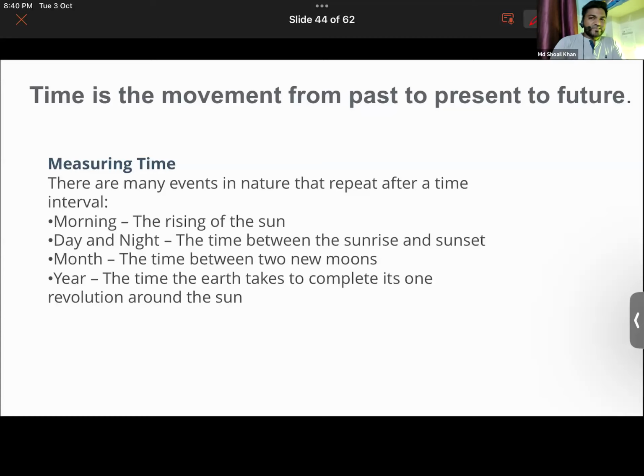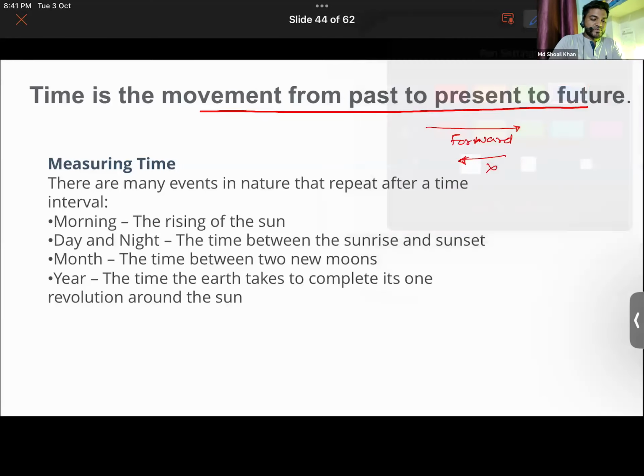Okay, basic things we know: time is basically a movement from past to present to future, right? It is continuously moving in the forward direction. Time always moves forward and cannot be reversed. You cannot go back in time. It's a continuous process. Then we know that time is measured in different units like seconds, minutes, hours. Earlier we had different methods to measure time. Nowadays we have more advanced and more accurate methods to measure time, right?